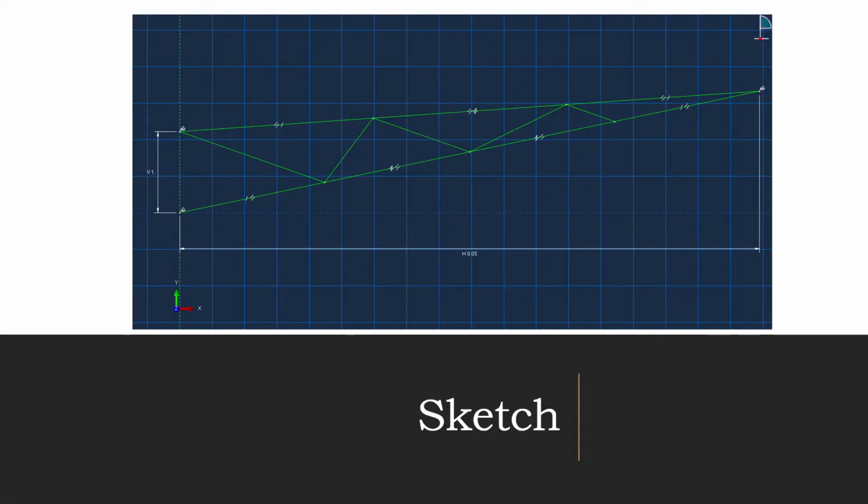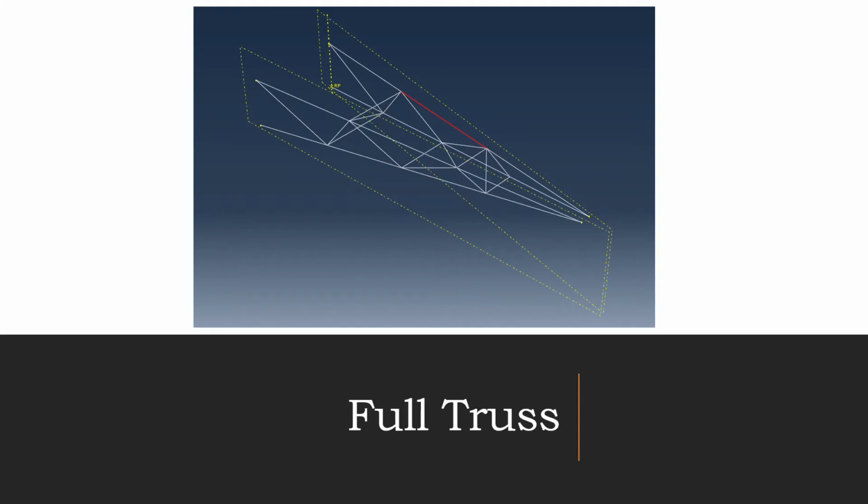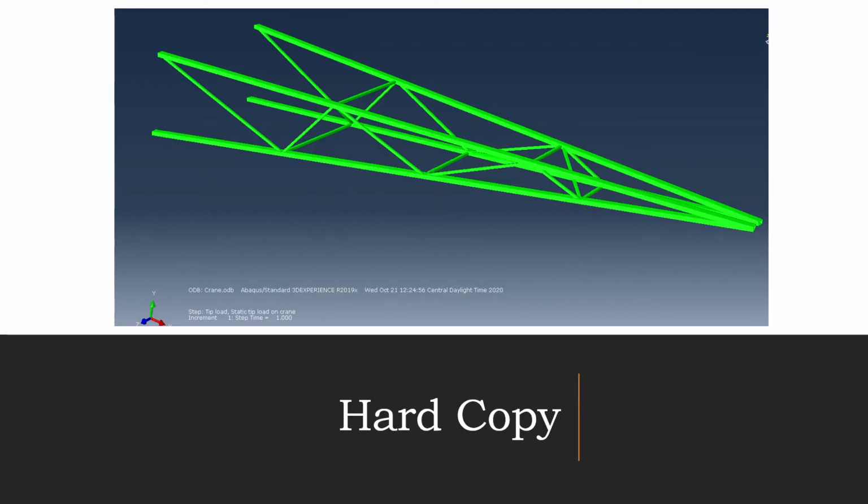And then here's the final sketch of that crane, just the side view of it. And then here is the full truss, which has all the cross braces on it, as well as both sides of the truss, as well as the tip load added, and then we will just have to run the job to see the deformation of that tip load that was added. And then here as well, I just included the hard copy of the truss, which is just the full geometries of the cross braces that we added. So this is essentially what it could look like in real life.